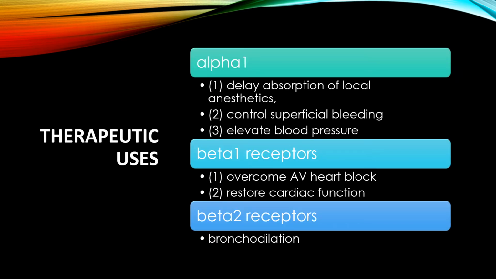Now, epinephrine can produce therapeutic effects by activating alpha-1, beta-1, and beta-2 receptors. For alpha-1, it can delay absorption of local anesthetics, control superficial bleeding, and elevate blood pressure. For the beta-1 receptors, it can overcome AV heart block and restore cardiac function. And for the beta-2 receptors, it can cause bronchodilation.